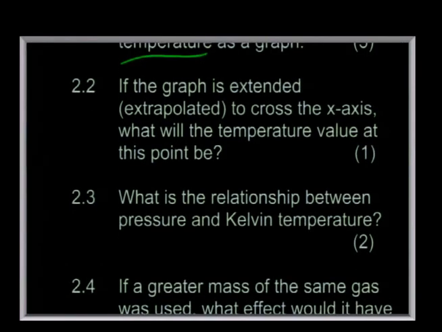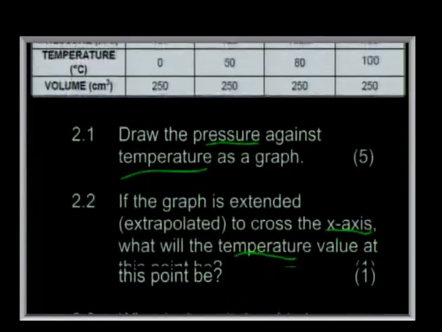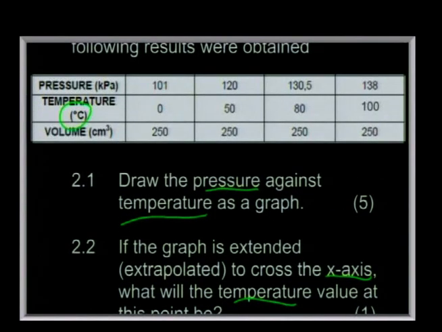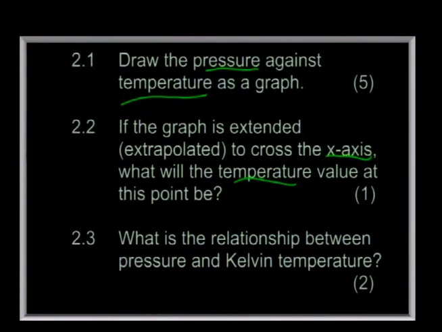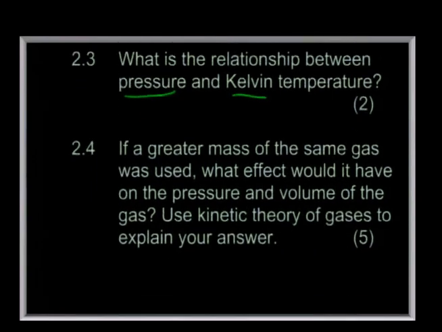Read the rest of the question, though, because it says the graph is extended, extrapolated across the x-axis. What will the temperature be? You should be taking note that the temperature was in degrees Celsius here, and it's asking about extrapolation. That's directly linked to Kelvin and the Kelvin temperature scale. So it asks that exact question there. What's the relationship between pressure and temperature measured in Kelvin? So we've got to take a look at that.